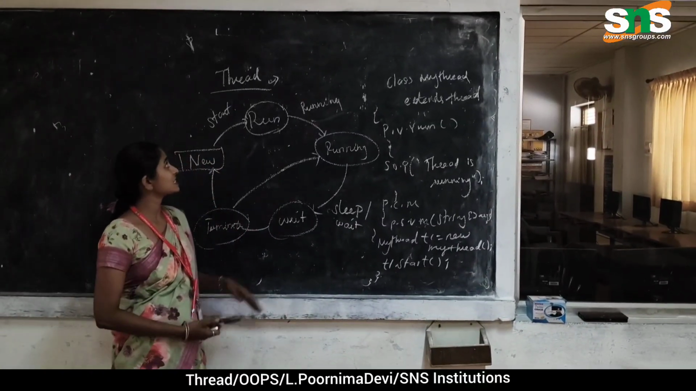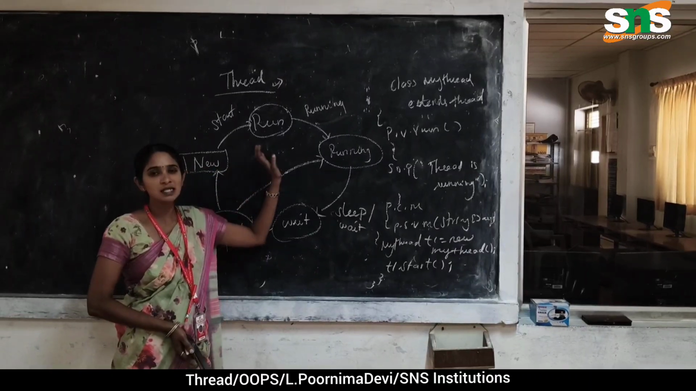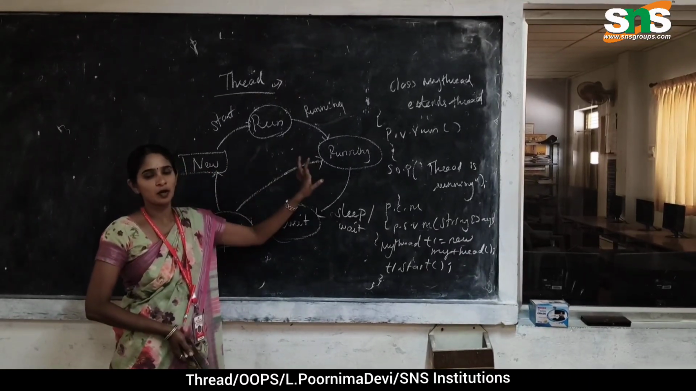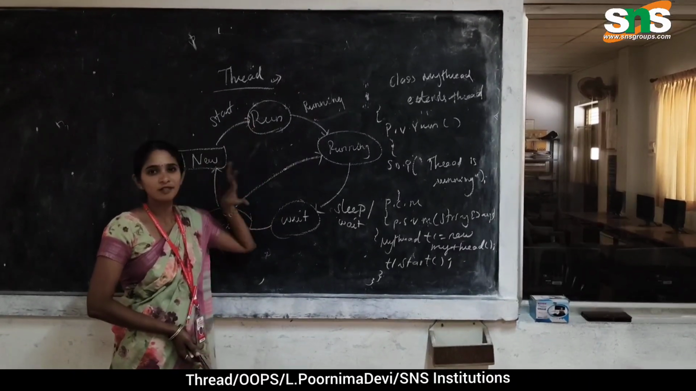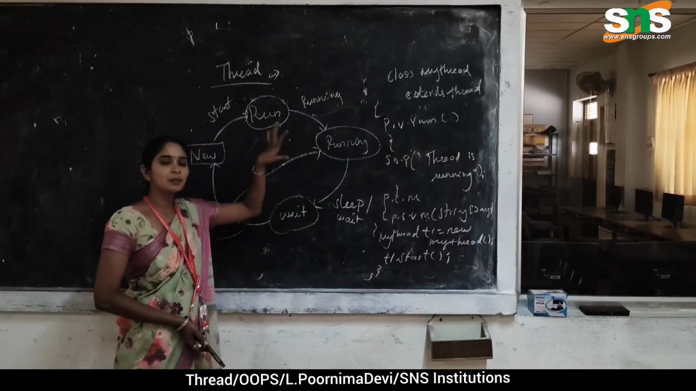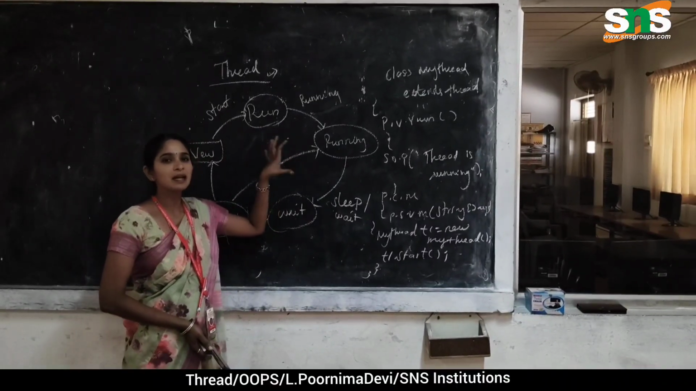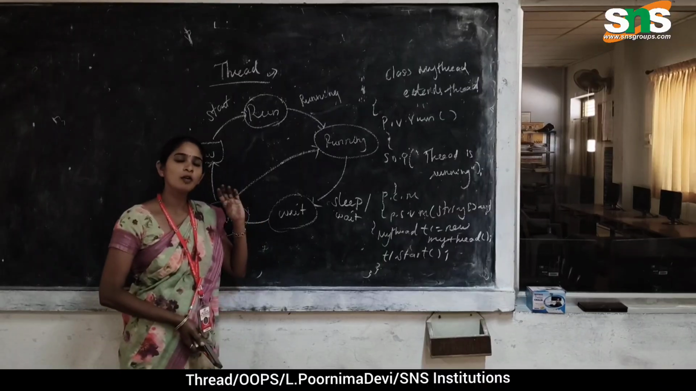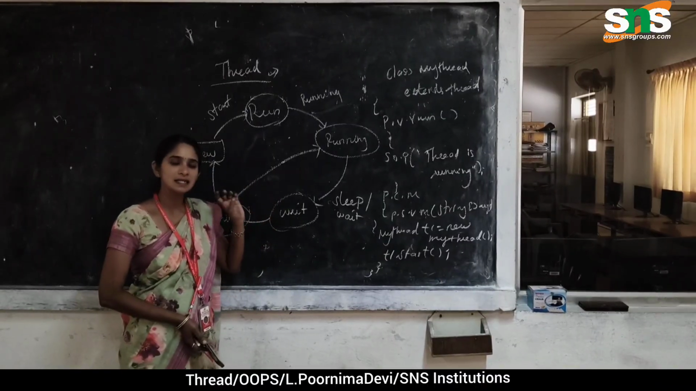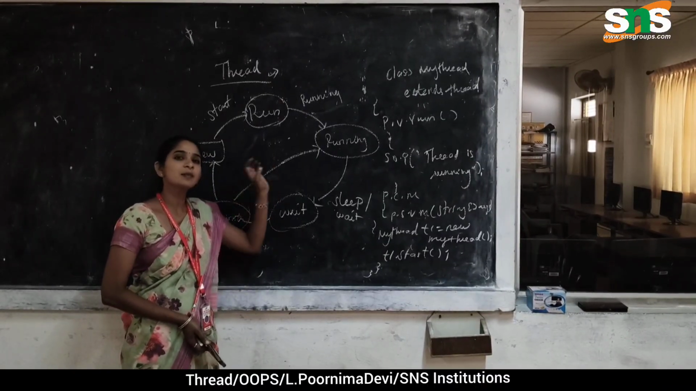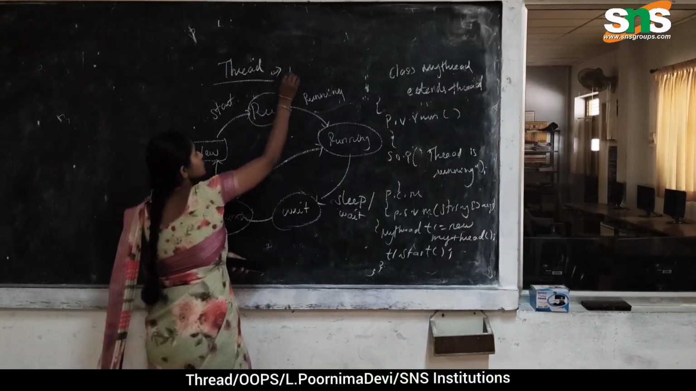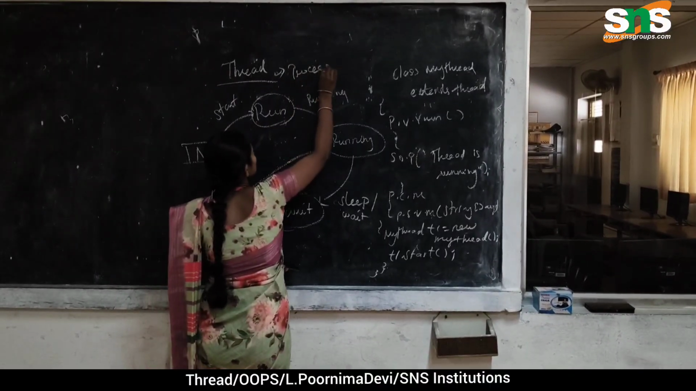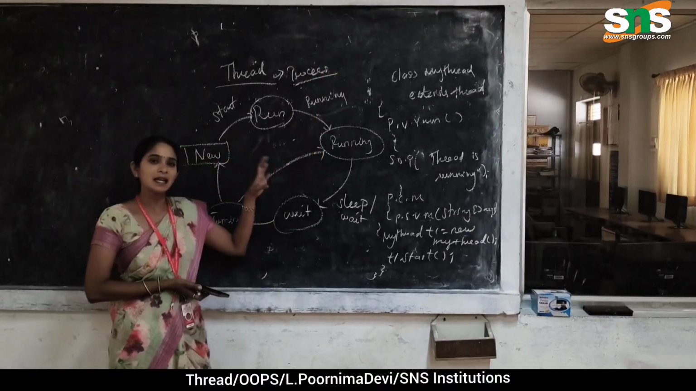A thread is nothing but one of the processes running in our program. We create a program, and inside that program the process will be running. This is the thread. We can perform n number of processes inside a single program, and that is called multi-threading. This is one of the processes running in our program.